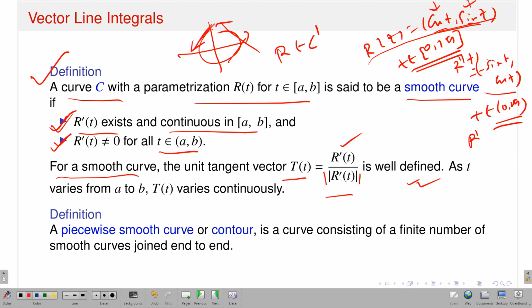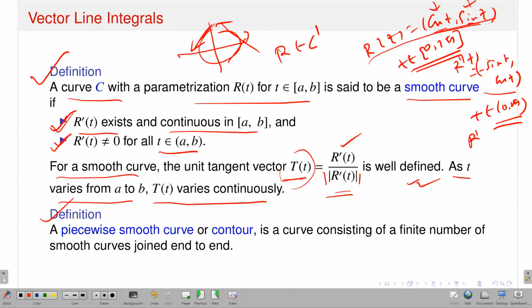Why is it well defined? Because I assumed that R prime T is non-zero. So therefore you can divide by the norm of R prime T, and R prime T exists, and not only that, R prime is continuous. So that means this tangent vector actually varies continuously as T varies from a to b. Why? Because capital T of T is nothing but R prime T divided by the norm of R prime T, and R prime T exists and is also continuous. So therefore, since R prime T is continuous, as T varies from a to b, the tangent vector capital T of small t varies continuously.